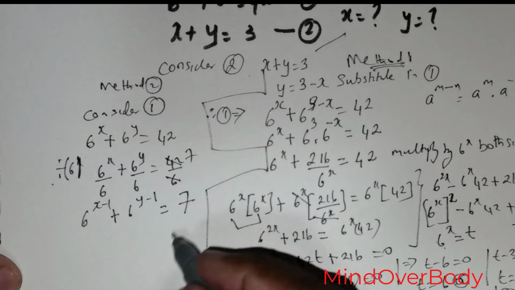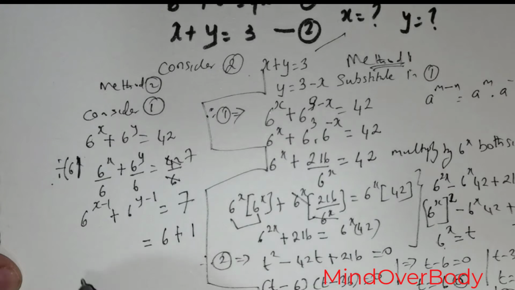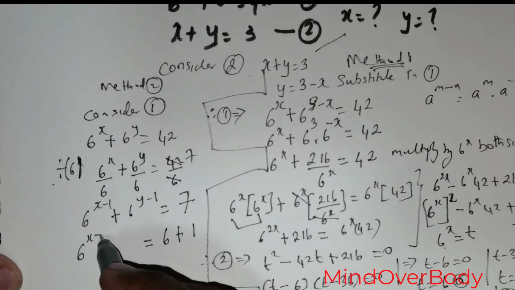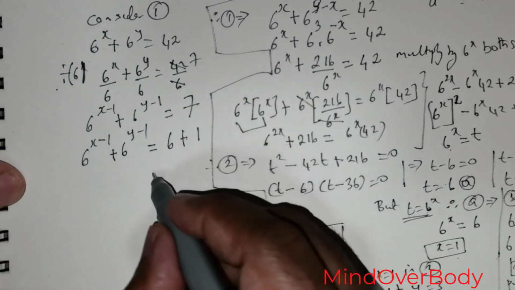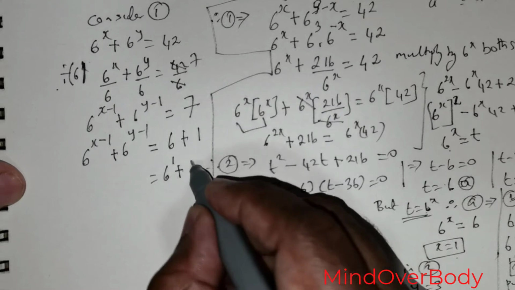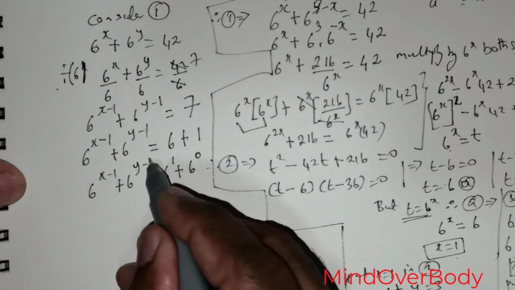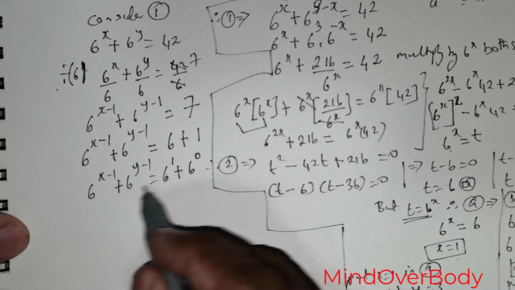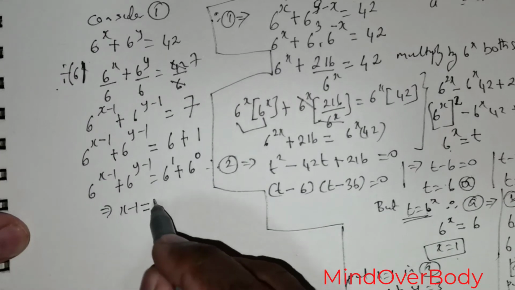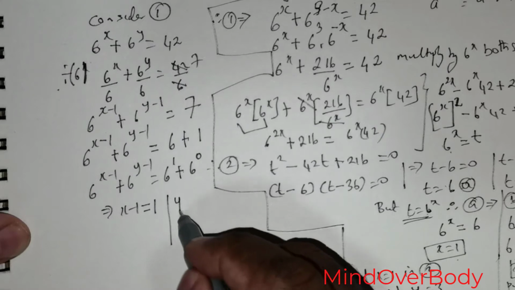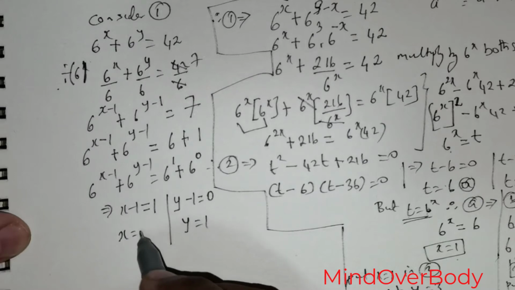Now the idea is I'm going to rewrite 7 as 6 positive 1. So that means on the left hand side I got 6 raised to the power x negative 1 positive 6 raised to the power y negative 1. Now this can be rewritten as 6 raised to the power 1 positive 6 raised to the power 0, and then I've got 6 raised to the power x negative 1 positive 6 raised to the power y negative 1. Now clearly we can equate the left and the right. So this would mean I get x negative 1 is equal to 1 and y negative 1 is equal to 0. So from here I get y is equal to 1. So from here I get x is equal to 2.